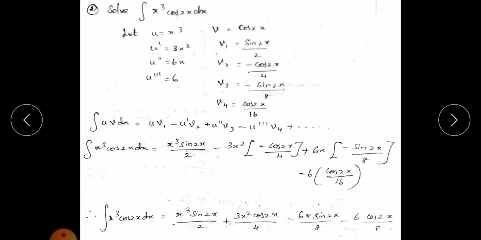Okay. Next problem, solve the integral of x power cube into cos 2x dx. Here let us take u as x power 3 and v as cos 2x. So u dash is 3x squared, u double dash is 6x and u triple dash is 6. Likewise v1, after integrating cos 2x, we get sin 2x by 2. Then v2, after integrating sin 2x by 2, we get minus cos 2x by 2 into 2, that is 4. Likewise we have to find v3 and v4.